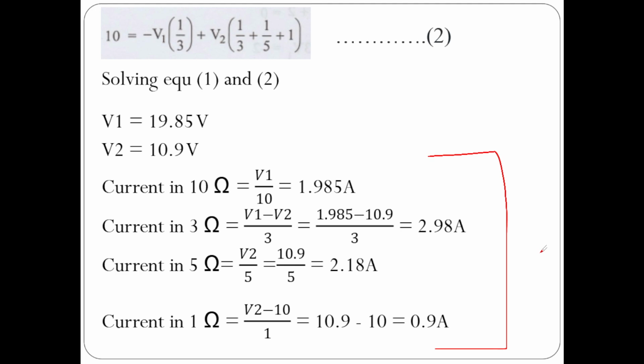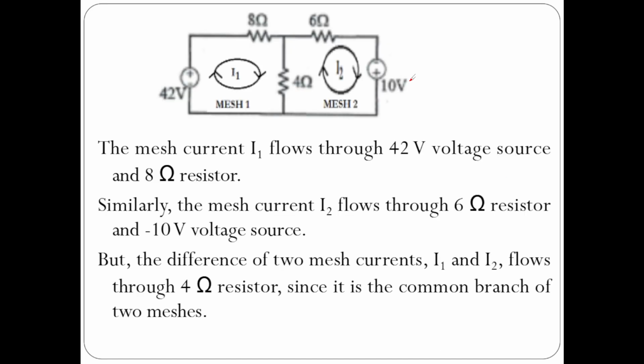Here I have assumed clockwise direction. The current direction I have assumed clockwise in this mesh 1. In mesh 2 also I have assumed clockwise. Okay, so this is my I1 current, this is my I2 current. Okay, I1 current and I2 current, mesh 1 and mesh 2.